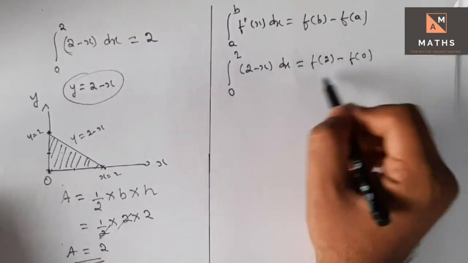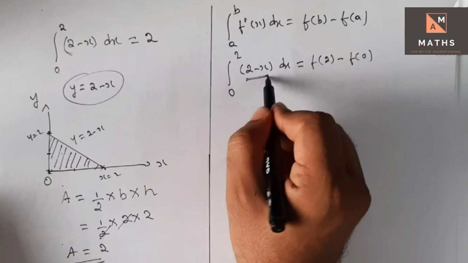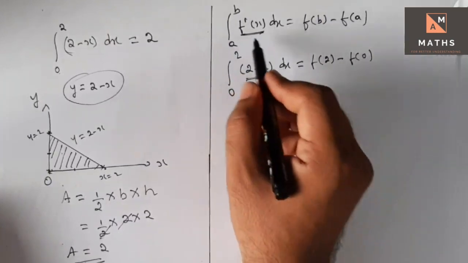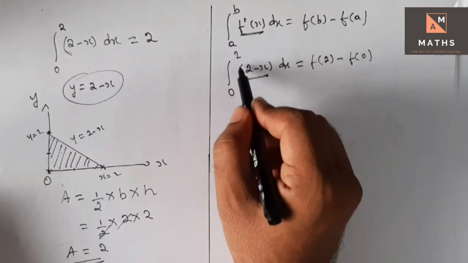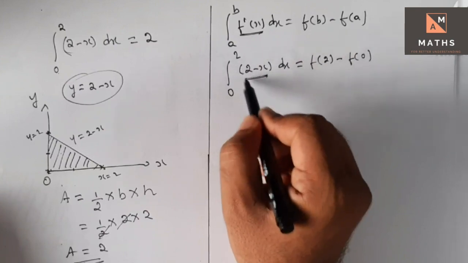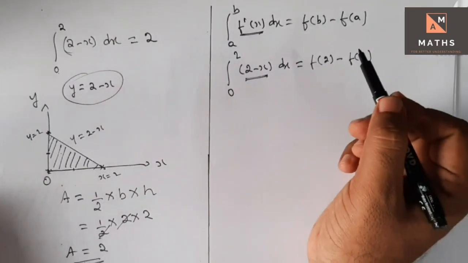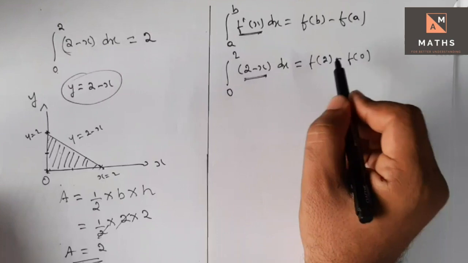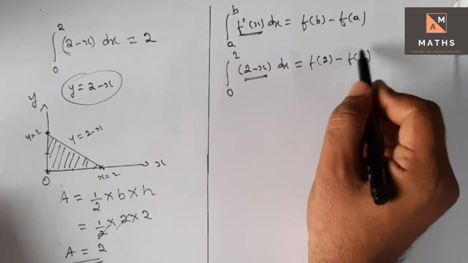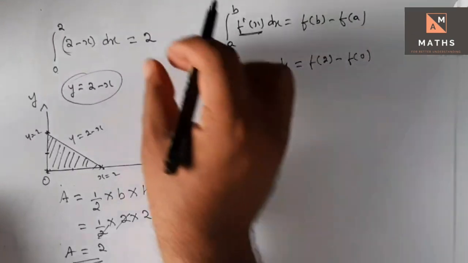We don't know f of x here, so here f dash of x is given. This is f dash of x, meaning in place of f dash of x we have 2 minus x. From this f dash of x we have to find f of x. In that f of x, wherever x is there, you replace x with 2, then 0, then subtract, and you will get the same answer.